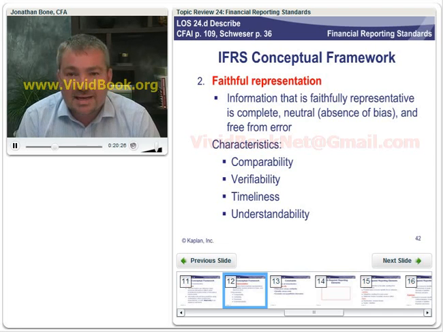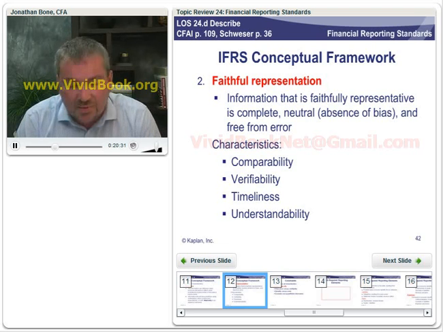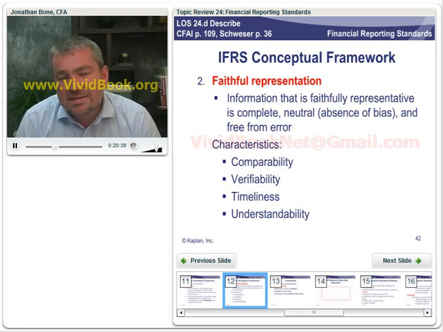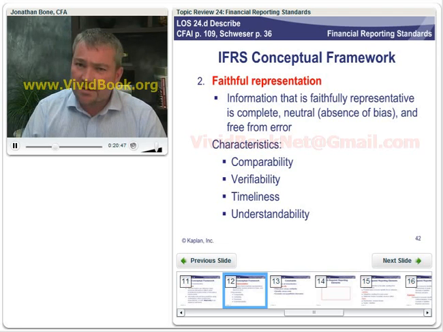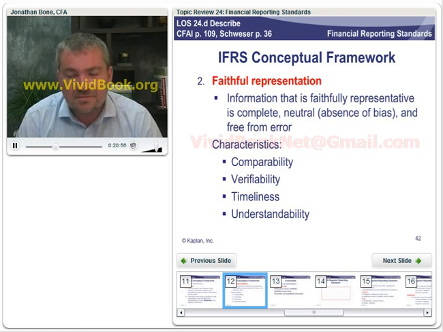And understandability. Well, understandability just says a user with reasonable knowledge of business and economic activities should, with a little work, be able to understand the accounts. And when I say understand, really I'm saying they should be able to uncover the economic substance of the firm's position and performance over the previous period. So very important in the exam, certainly know the two qualitative characteristics and also know the sub-characteristics and make sure you do not get them confused.